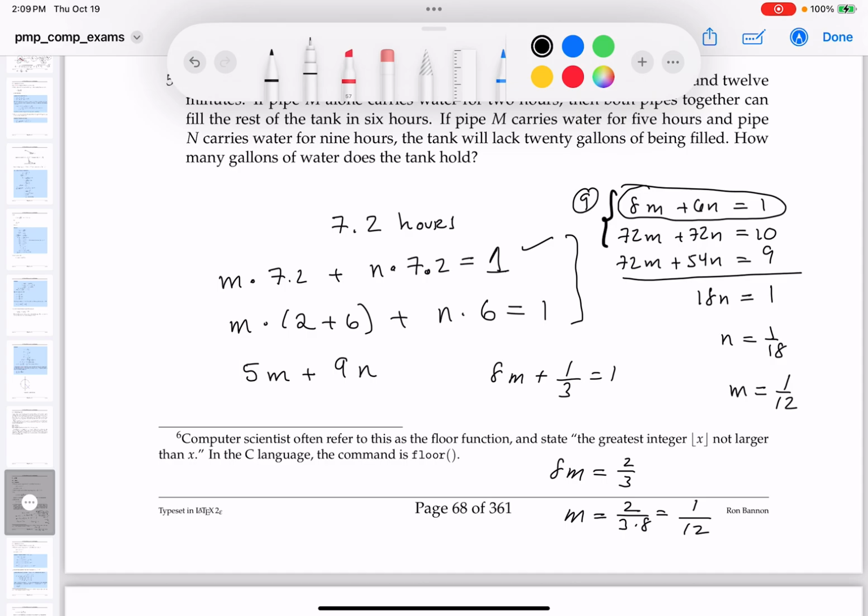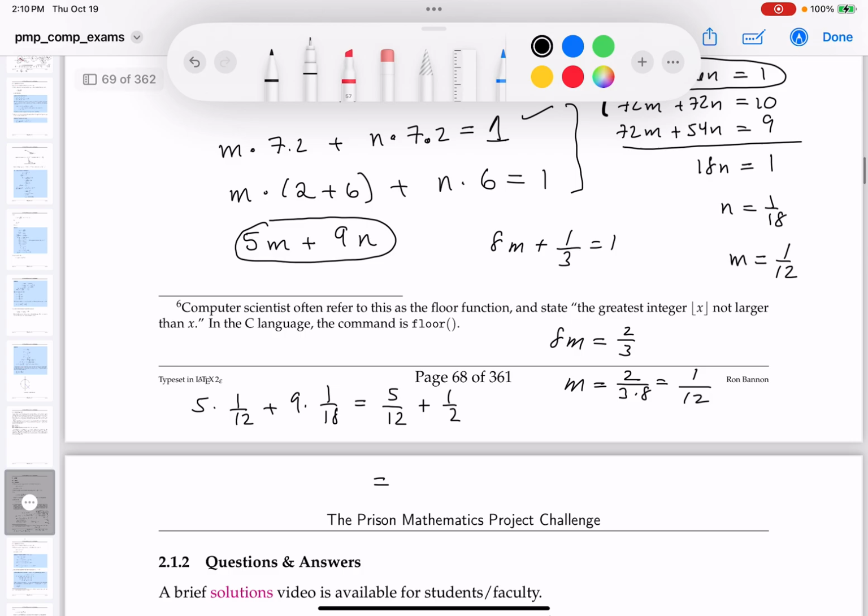And what I want to do is talk about, if I were to do that, what this would equal. Let's write it down. So 5 times m, that's 1/12, plus 9 times n is 1/18. Well, let me write this down. This is 5/12, and 9 times 1/18 is a half. I think I can add that together. And what do you get over here? Common denominator of 12. You get 5 plus 6, which is 11/12 of the tank, of the job, of the tank.